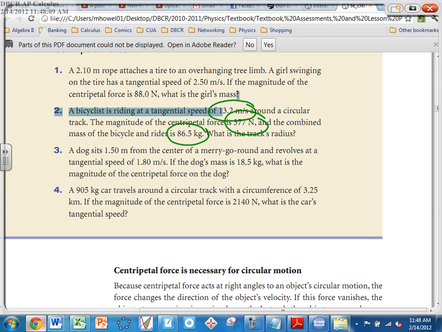It's the same problem again, guys. So we have centripetal force, not tangential.